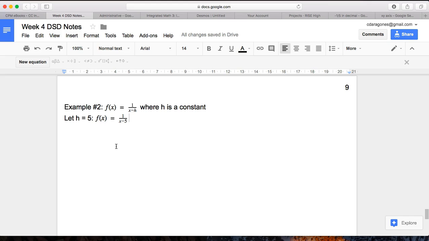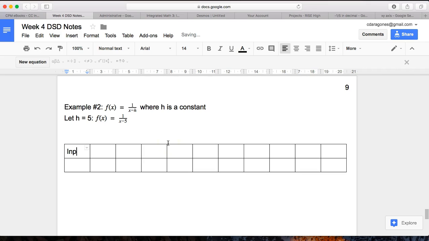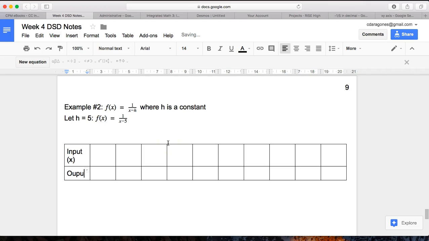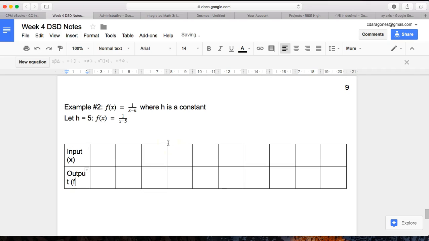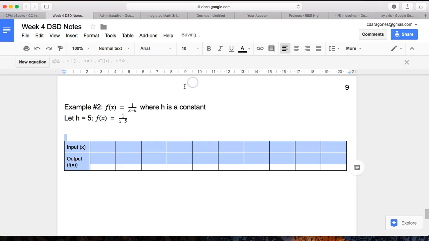Okay, so let's make our table. Again, we need our 2 columns, and then we'll do 11 rows. We have our input, which is x, and our output, which is f of x. We're going to do different values this time.